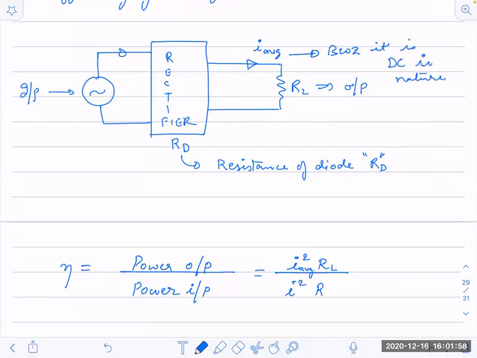Because it is DC in nature, I have to consider the average only. I don't consider the RMS values. But what about this? This is AC.